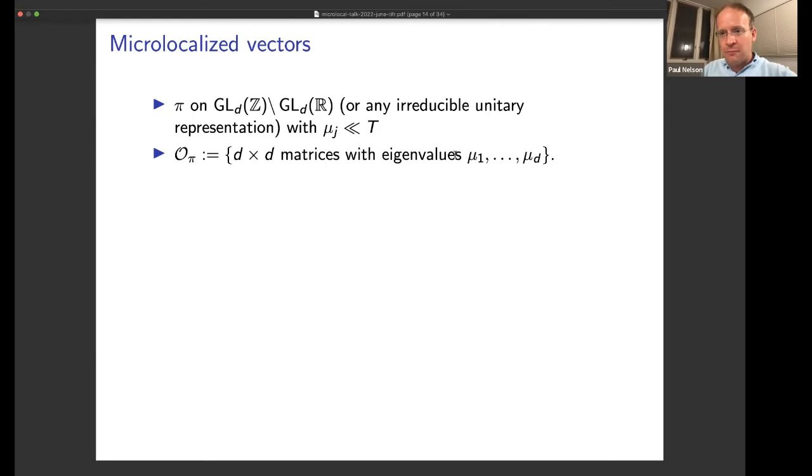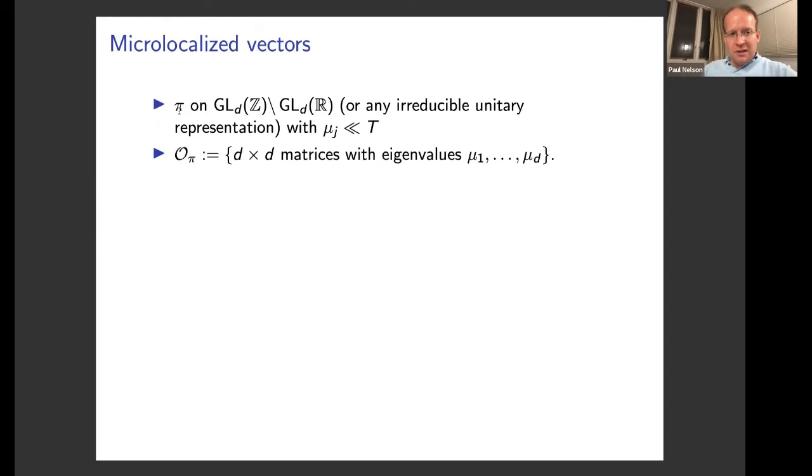I want to talk a little bit about microlocalized vectors. I should say this will be a little bit of a heuristic and formal discussion, but my aim will be to convey the basic idea that hopefully will be illuminating and give some useful picture if anyone wants to learn more about this approach to the problem.